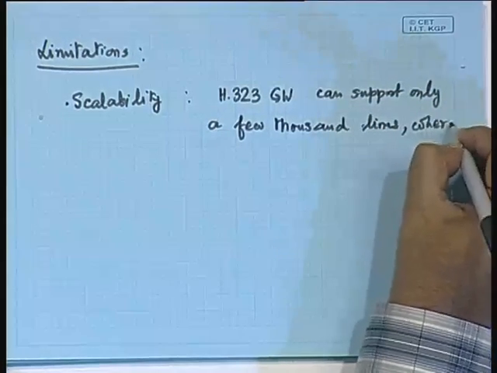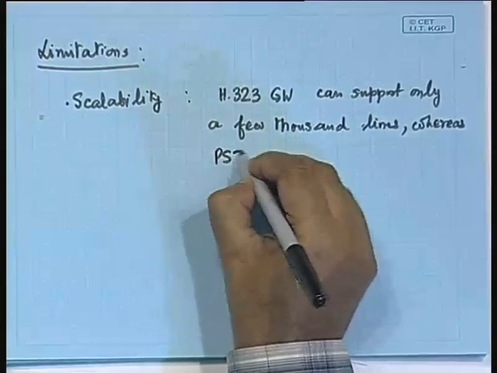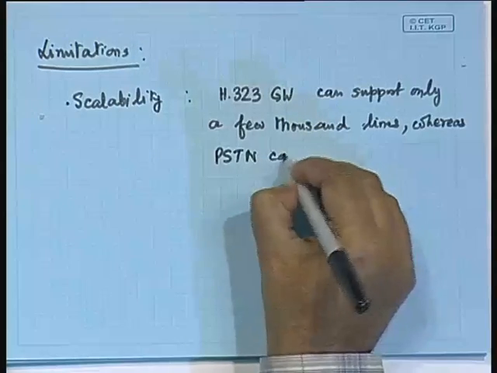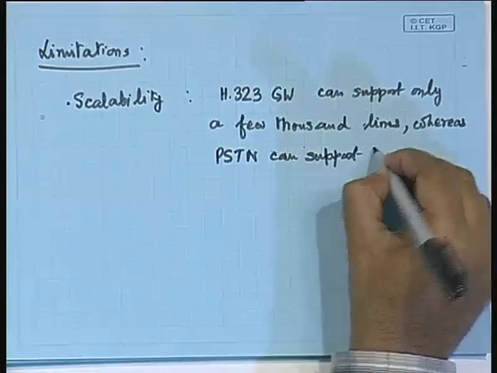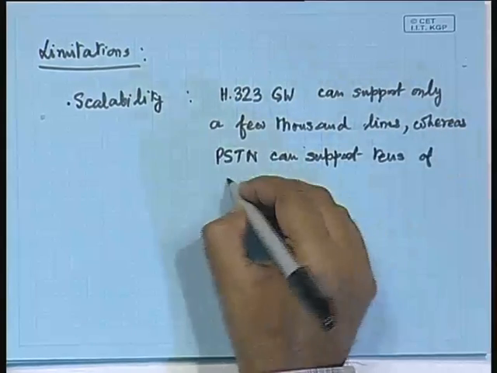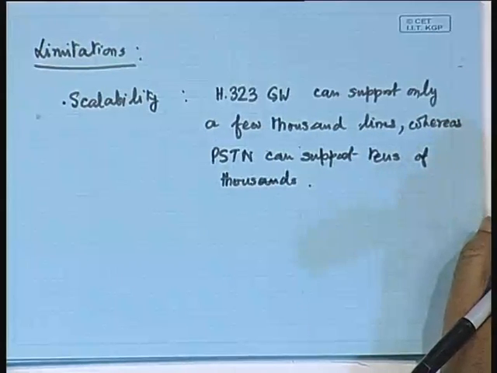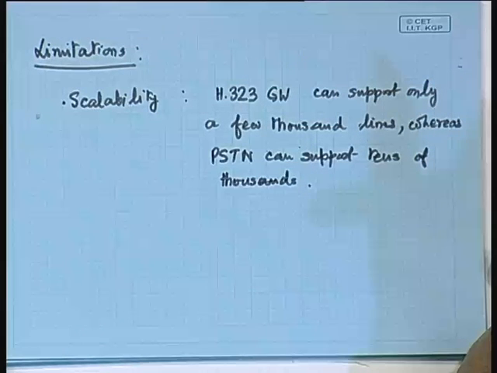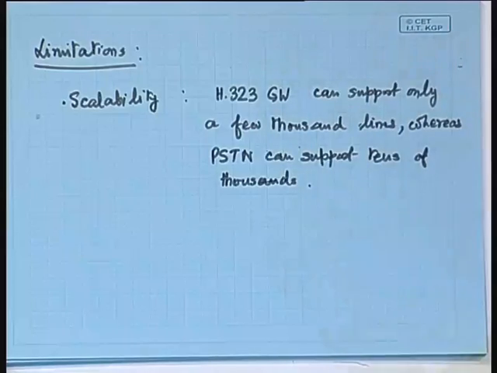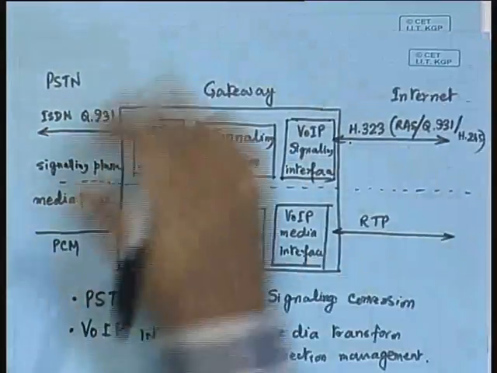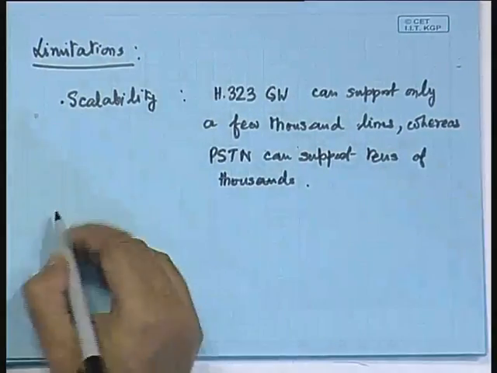Whereas PSTN can support tens of thousands. So, naturally this is a very big issue, and if internet telephony has to compete with the PSTN, then something should be done to overcome this limitation, because we should not be putting too much burden on one single gateway by having an architecture like this.